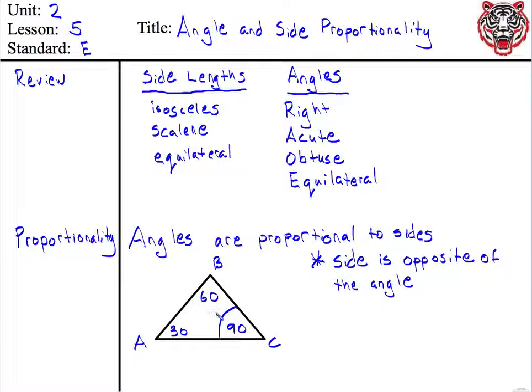So if everything is proportional, then the biggest angle, essentially, the opposite side of that will have the biggest side length. So the biggest angle in our case was 90. Opposite of 90 is AB. So I can say in that example, AB is the longest line segment.